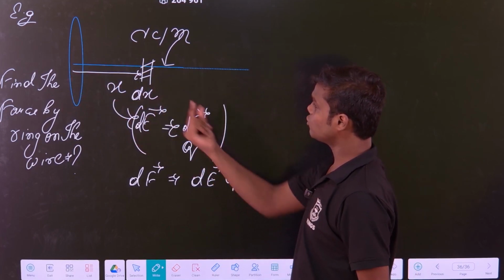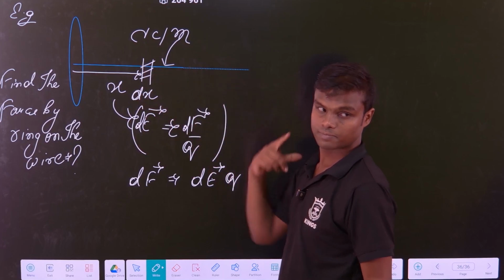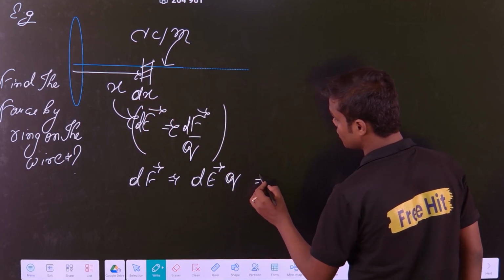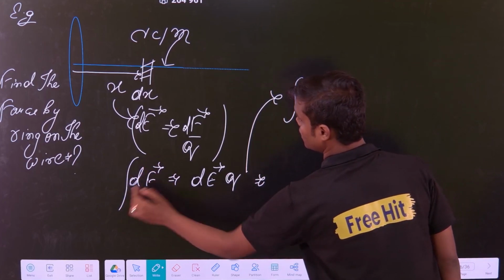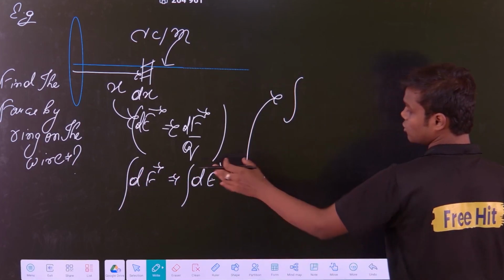And what is this Q? Q is the charge which is present on this wire. What is that charge? So what is my electric field? This value I will write as an integral, because when I integrate this force, then I will get the net force. So what is my dE?